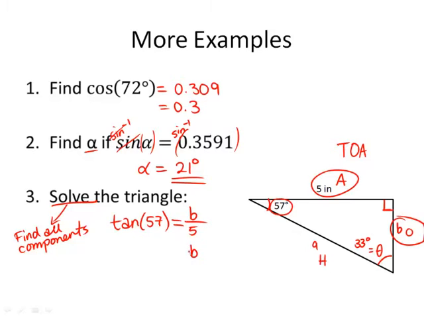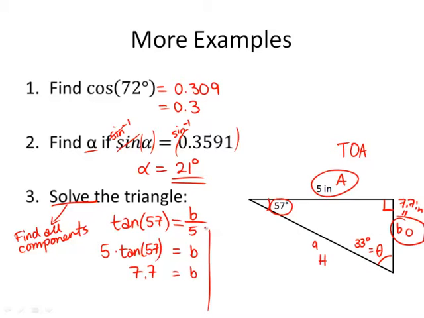Cross multiply and divide, you get B equals 5 times tan of 57. 5 times tan of 57, using our calculator, gives us approximately 7.7 for B. 7.7 inches.